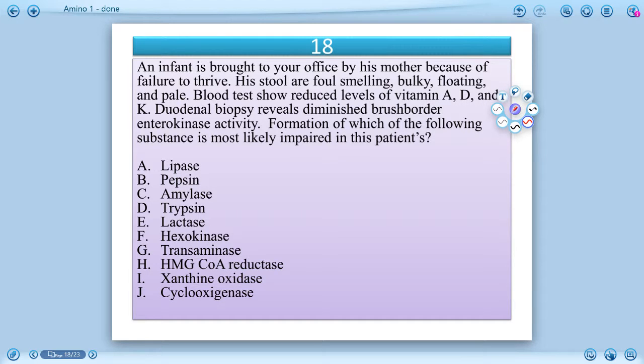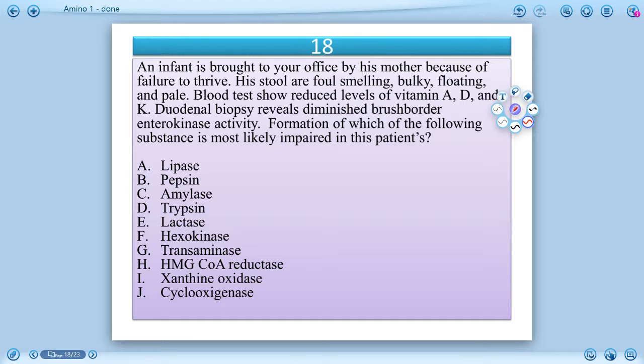We haven't talked about this. Huh? Trypsin? Yeah. Trypsinogen is created by it, right? Now, what are we talking about in this case? See, you don't have enough knowledge, but give me your best shot.